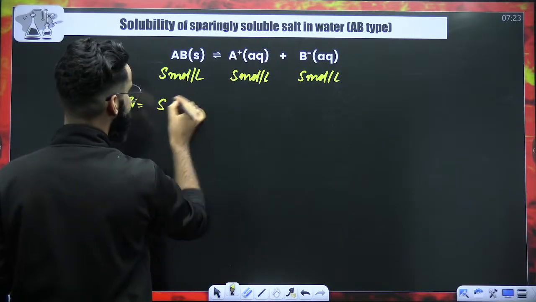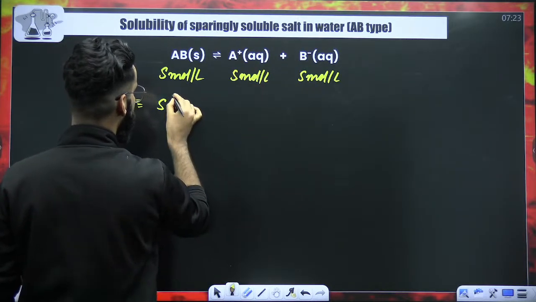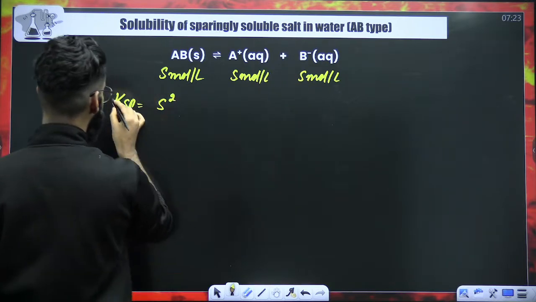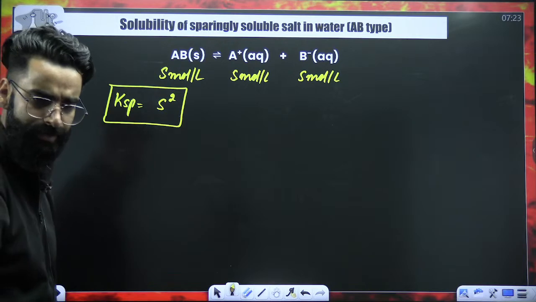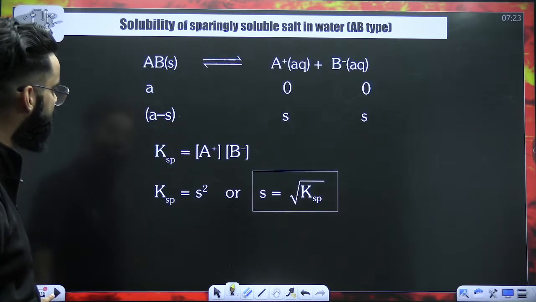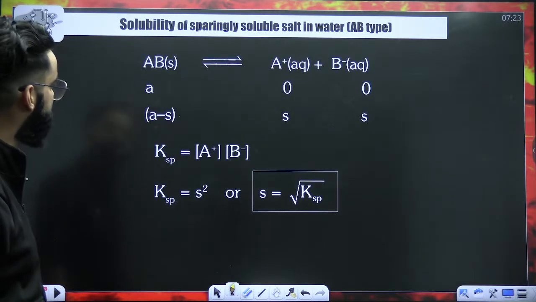A positive at equilibrium, that's S raised to the power stoichiometric coefficient, and the concentration of B negative at equilibrium, that's S raised to the power stoichiometric coefficient. So the KSP expression is going to be S square here, right?